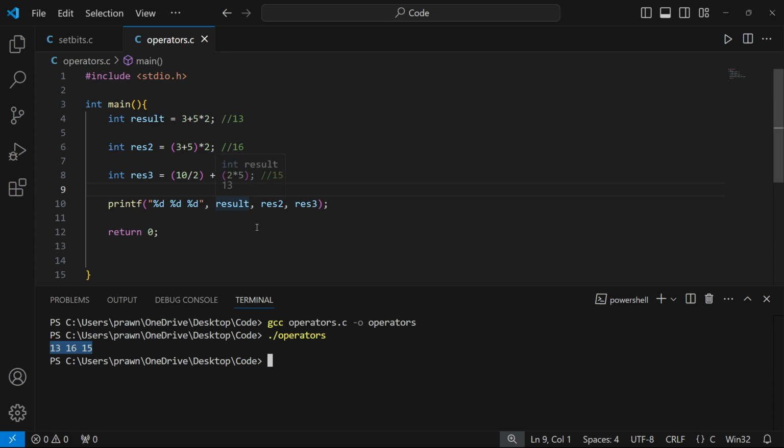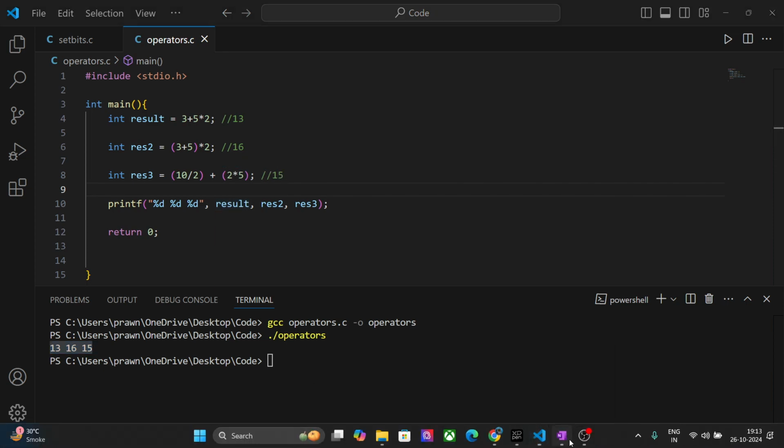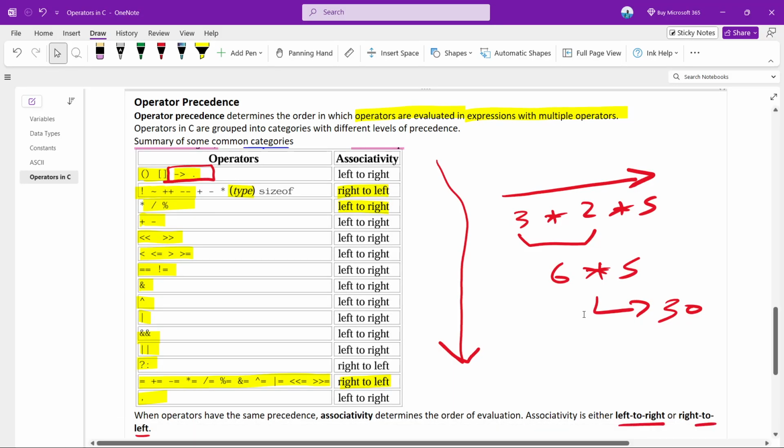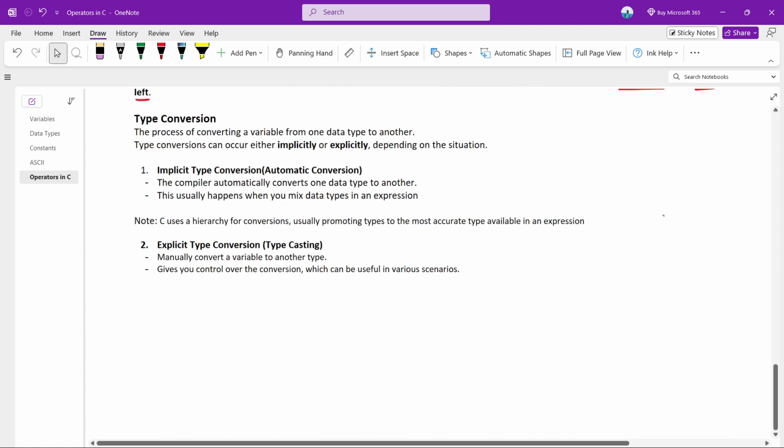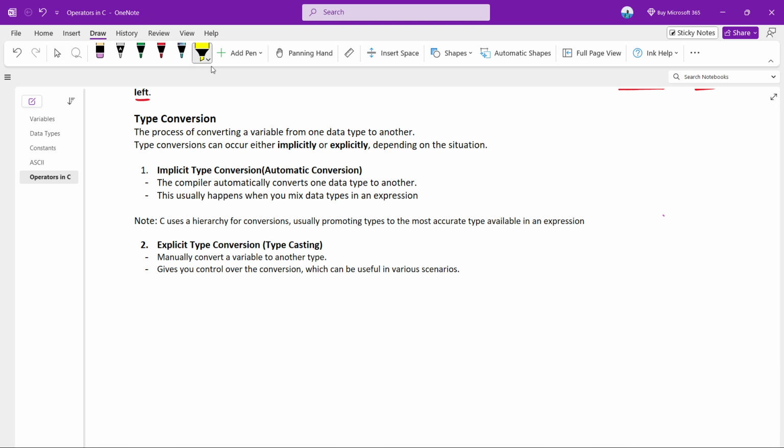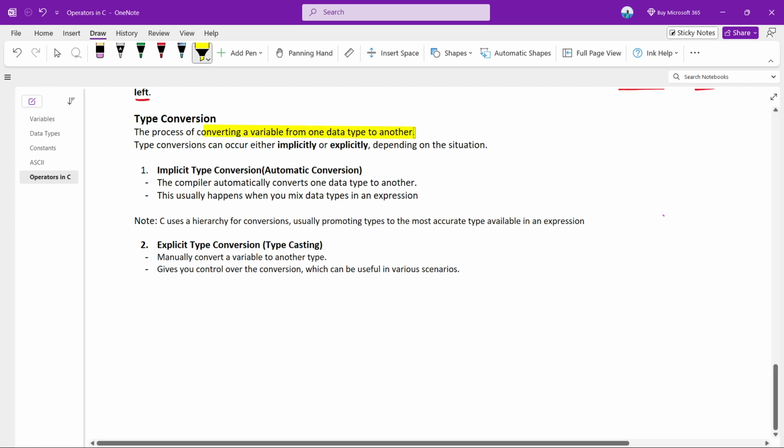Okay, so this is all about precedence and associativity in C programming. Coming to the next topic, which is type conversion. Now, what is type conversion? In simple words, type conversion is the process of converting a variable from one data type to another data type, that is, converting an integer value to a float value to a double value, and so on. There are two ways in which type conversion is performed: implicitly or explicitly, and this depends on the situation.